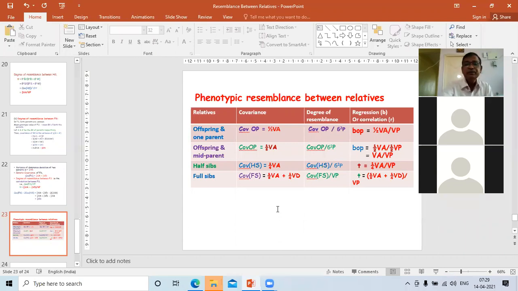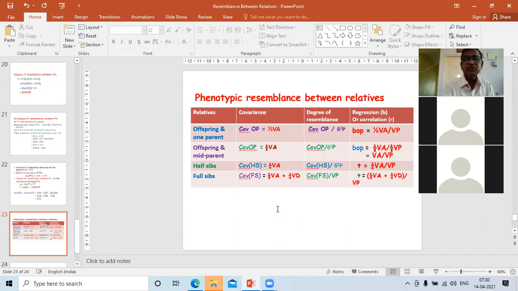In case of half sibs, the covariance of half sibs is equal to 1/4 VA. The degree of resemblance is covariance of half sibs by sigma square P, and the interclass correlation T is equal to that. In case of half sibs or full sibs, the degree of resemblance is measured in terms of the interclass correlation, and in case of offspring and parent, whether one parent or mid-parent, it is measured in terms of the regression.